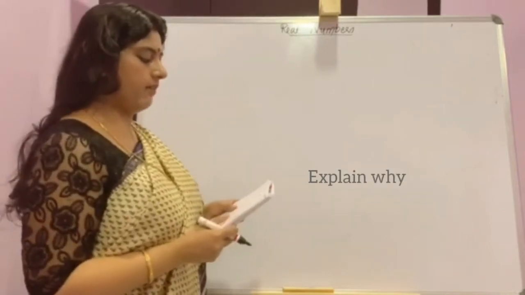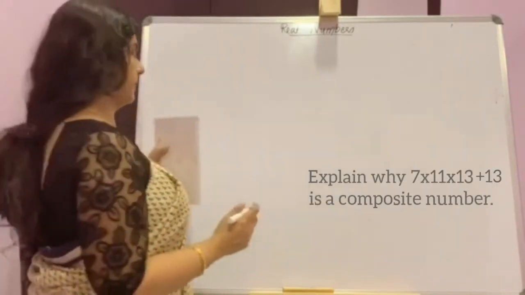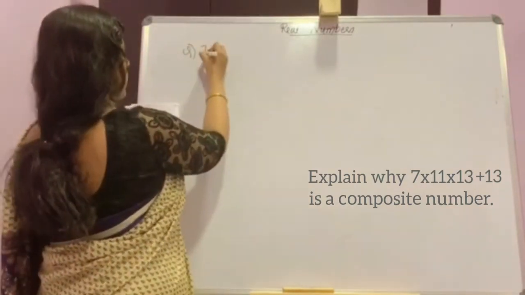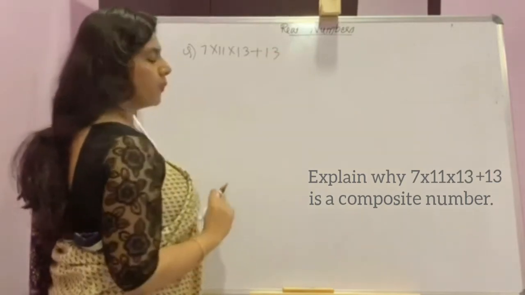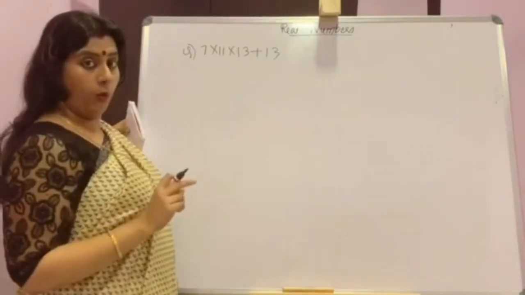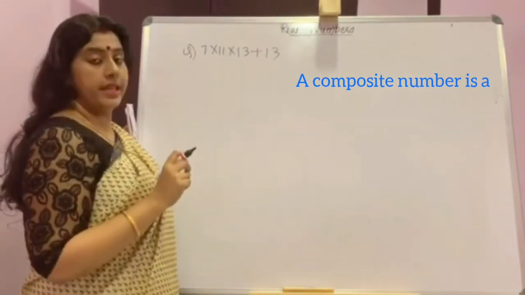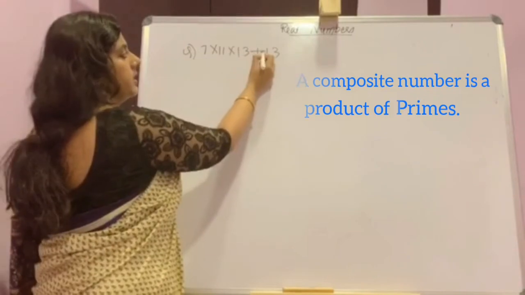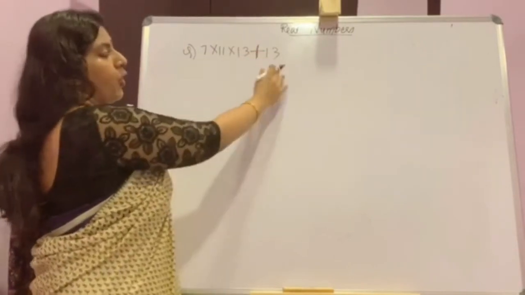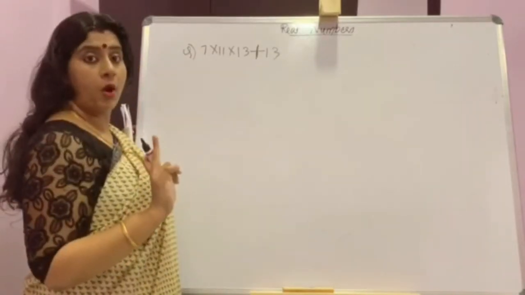Explain why 7 into 11 into 13 plus 13 is a composite number. We know from the theorem that a composite number is a product of primes. Here there is addition, so we can't say it is a product of primes. These are all prime numbers, but it is not a product of primes.